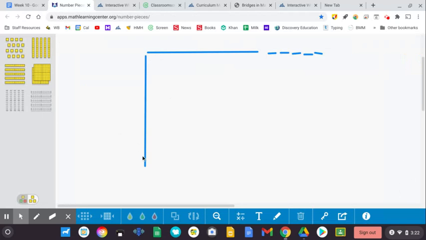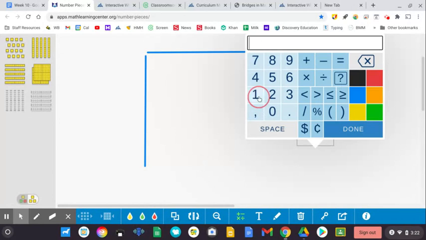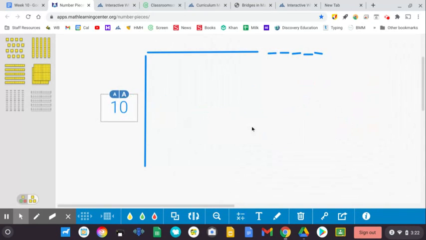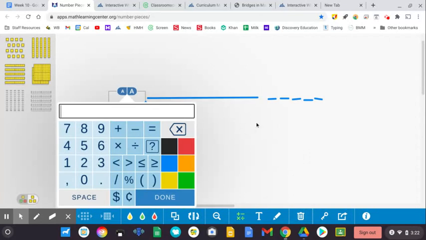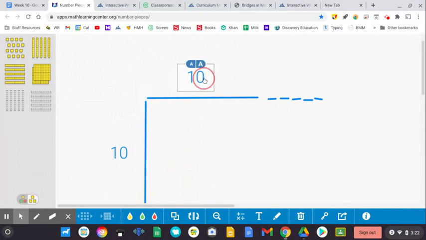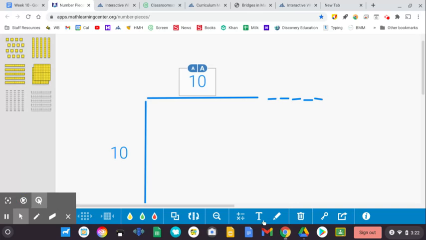Since I see this line, I know that the line means that it is 10. So I'm going to put my 10 over here. And I know that this is also a 10. So I'm going to put my 10 above it. And I have 1, 2, 3, 4, 5. So I'm going to write my 5 above that.